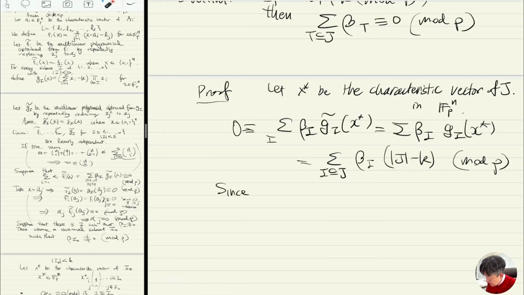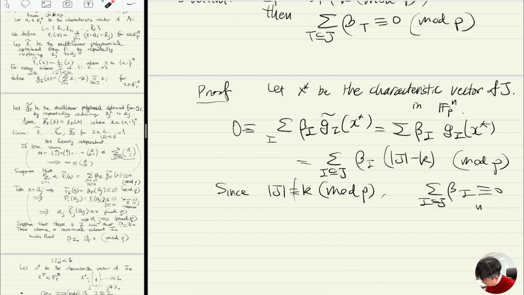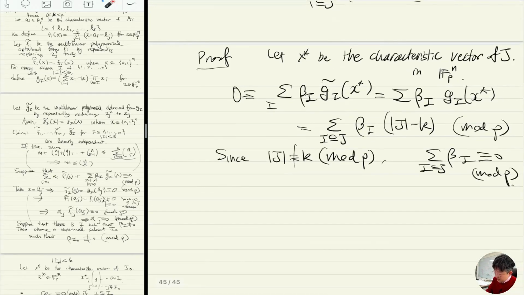And since the size of J is not equal to K modulo P, this implies that beta I is 0 modulo P. All right. Now that proved the subclaim.